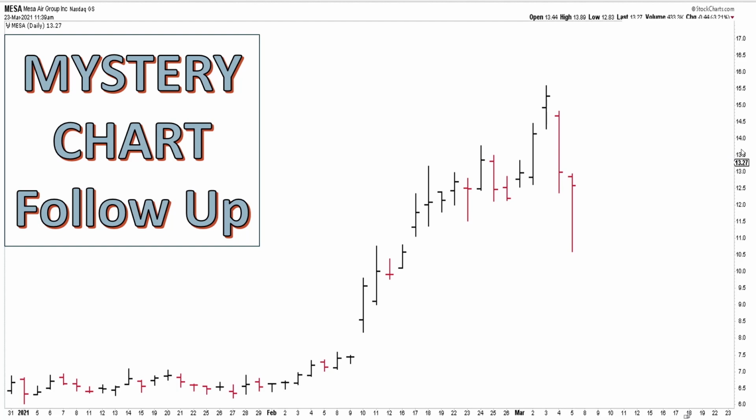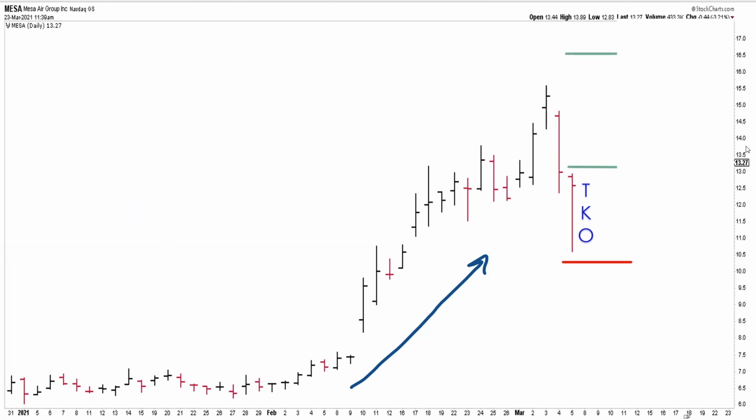So let's do a follow-up on this former mystery chart. Again, nice uptrend, the TKO, entry, stop, initial profit target. Let's see what happens. You can see we trigger into it with a lot of vigor, and it runs up and hits the profit target within 3 days.